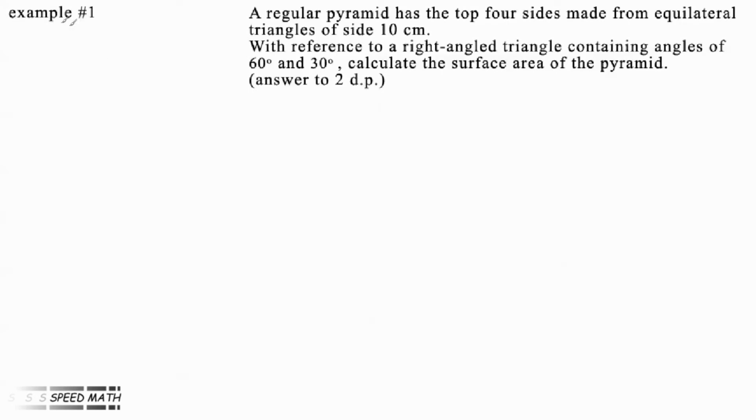Example number 1. A regular pyramid has the top four sides made from equilateral triangles of side 10 centimeters. With reference to a right angled triangle containing angles of 60 degrees and 30 degrees, calculate the surface area of the pyramid. Answer to 2 decimal places.